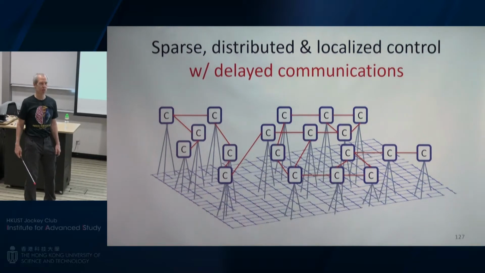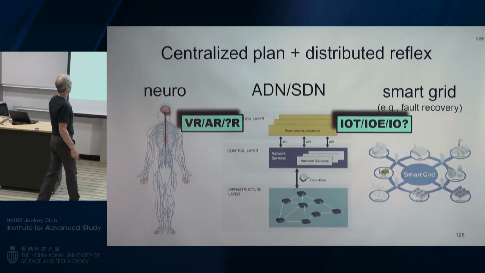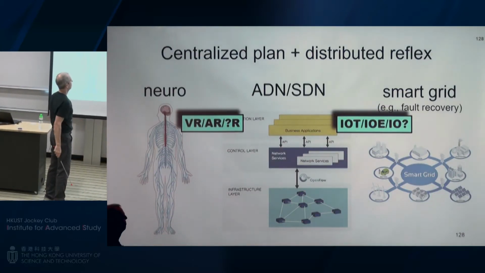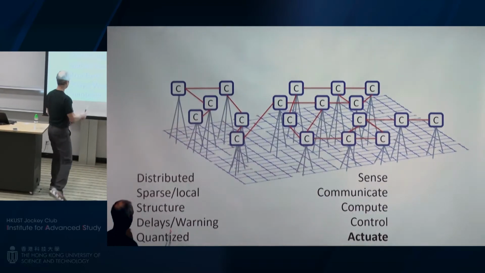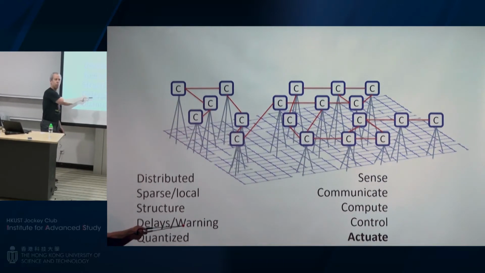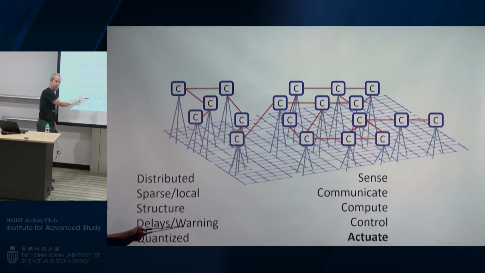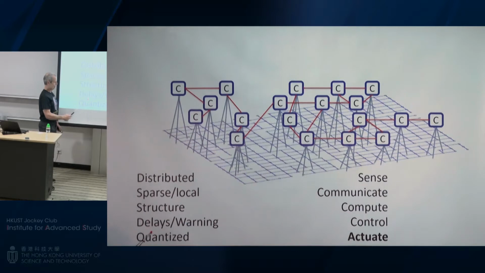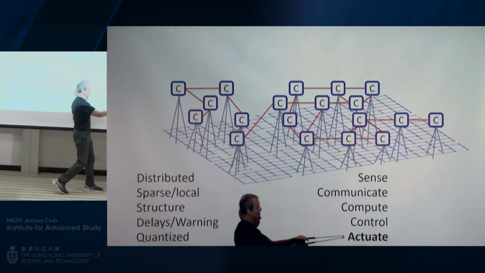This is how our nervous system works. All these systems work like this. So it's distributed, sparse and local. There's delays internally. There's some advanced warning about the environment and the world, but internally delays. Everything's quantized, okay? And you want to do sense, communicate, compute, control, and actuate.